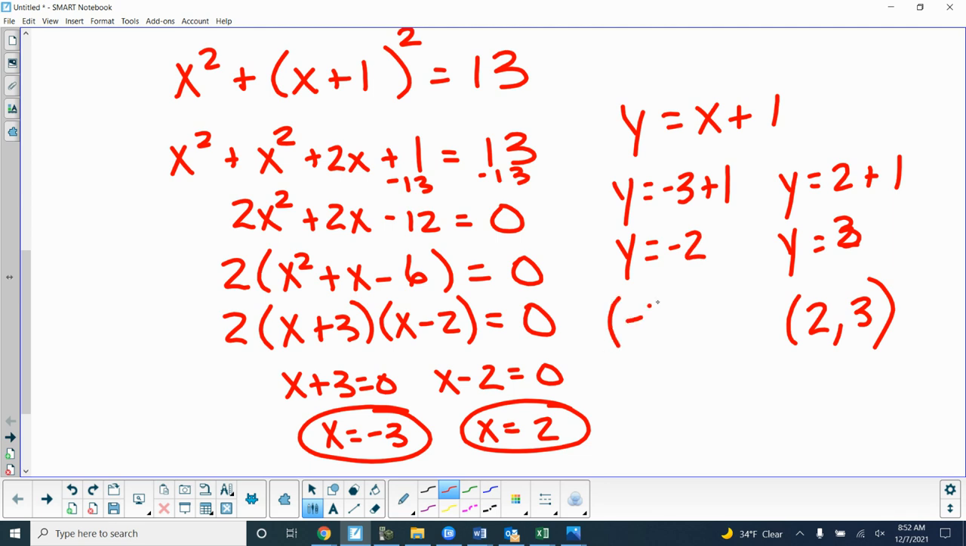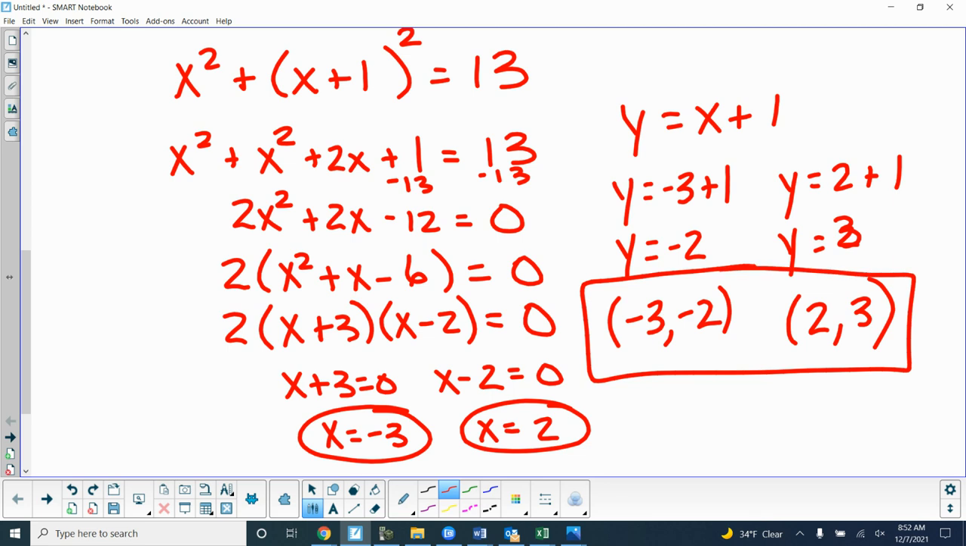And the other solution is negative 3, negative 2. So there's 2 answers to this one, just like the first one. 2 points of intersection. The first one we did by graphing using our calculator. The second we did by substitution.